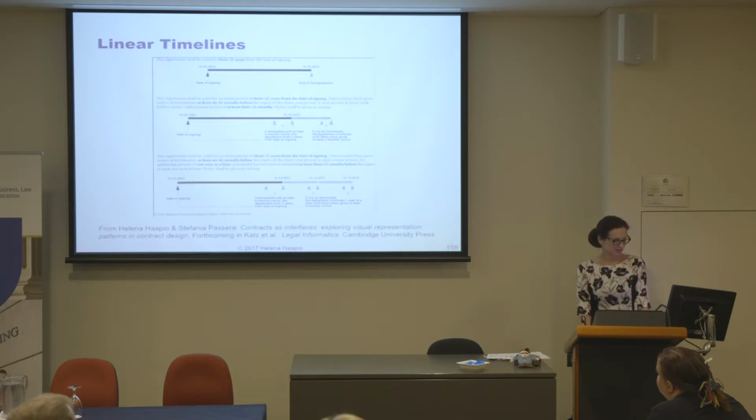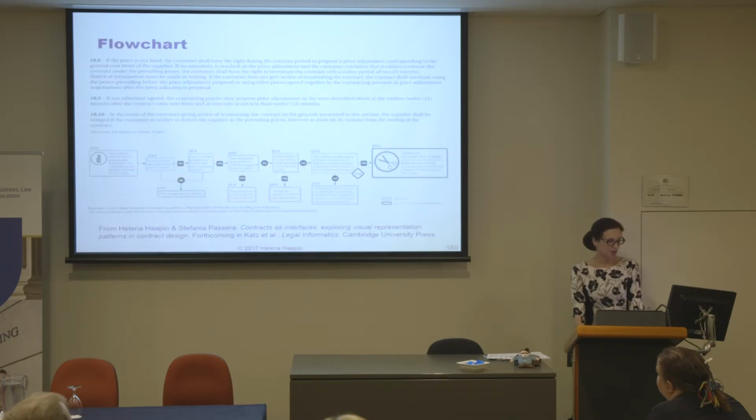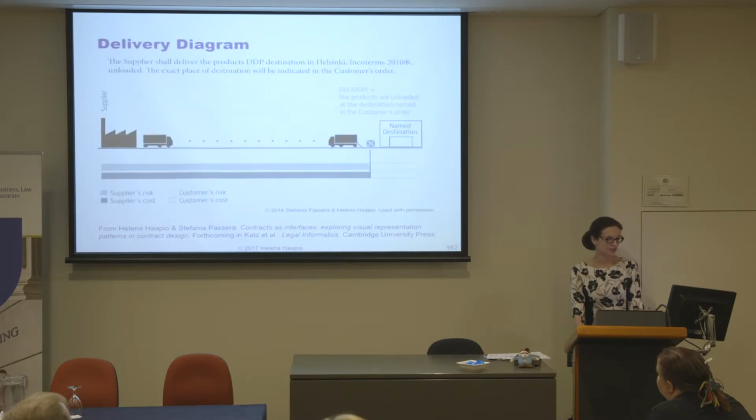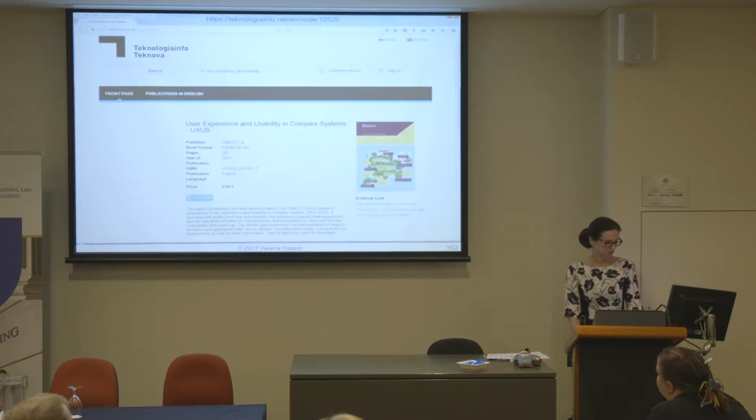Here's what we have done: linear timelines, so it's text plus a timeline, and here's a cyclical timeline, text plus flowcharts, swim lanes, in or about contracts, delivery diagrams. Where exactly does delivery happen? Here, the products are unloaded at the destination, named in the customer's order. So rather than relying on Incoterms or abbreviations only, we draw a picture, or Stefania draws a picture, and then we match the text with the image.